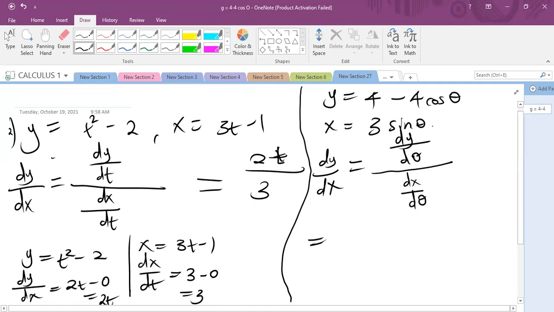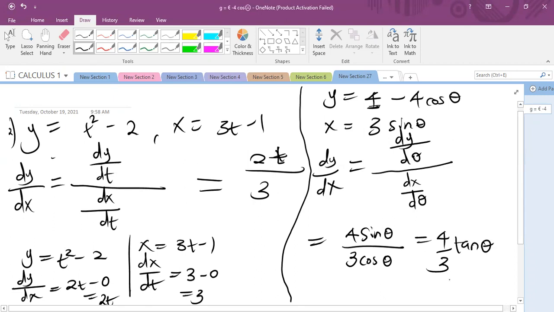So what does this give? What is dy d theta? You differentiate y with respect to theta. Differentiating this one will get 0. Differentiating minus 4 cos theta, we will get minus again. So that will be positive 4 sine theta over dx d theta. Differentiating 3 sine theta will give us 3 cos theta. So this is the answer, guys. We can simplify this to give 4 over 3. Sine over cos is tan, so we can write it as 4 over 3 tan theta.